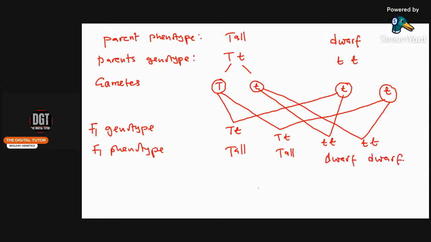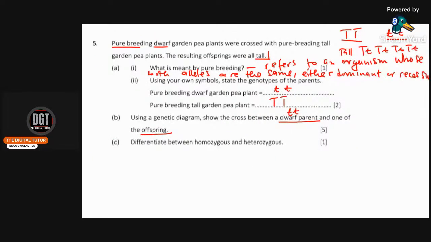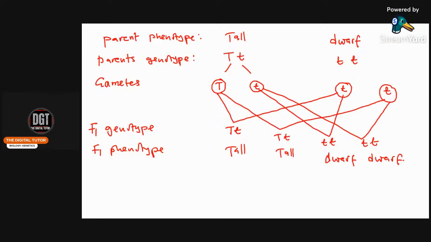Okay. So now that is how we answer this question. So what was asked: using the genetic diagram, show the cross between dwarf parent and one of the offspring. Okay. So that is what we do. So the whole of this gives us what? 5 marks. And of course, I forgot here to put fertilization. So here you need to show that fertilization took place. And of course, here you put X. Okay. So that is how you draw the genetic diagram.